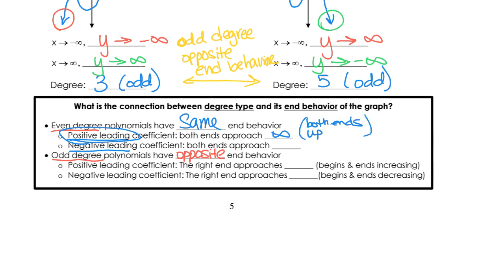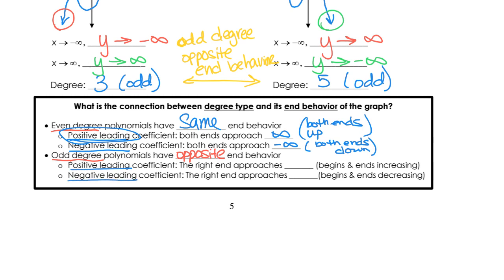All right. Whereas with a negative leading coefficient in number 2, we had a negative x to the eighth. That's a negative leading coefficient. Both ends approached negative infinity in that one. And so both ends were going down.